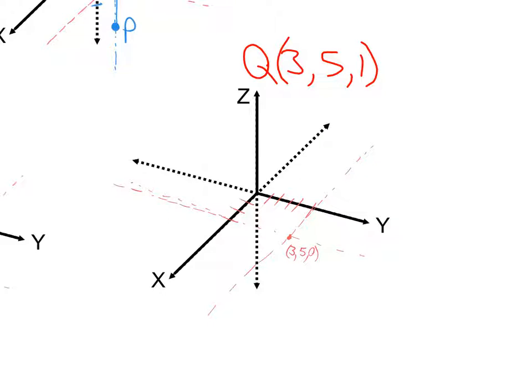Okay? So to get 3, 5, 1, we have a distance of 1 here. So we're going to go straight up 1 unit. And that's our point 3, 5, 1.